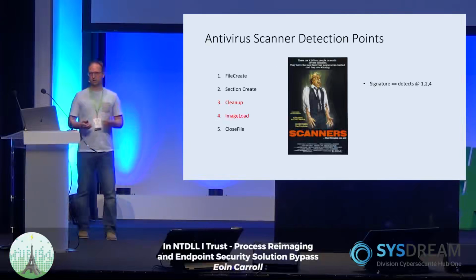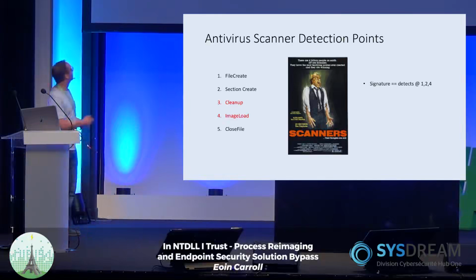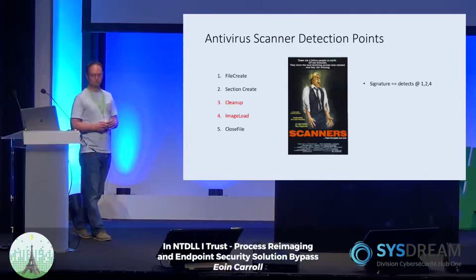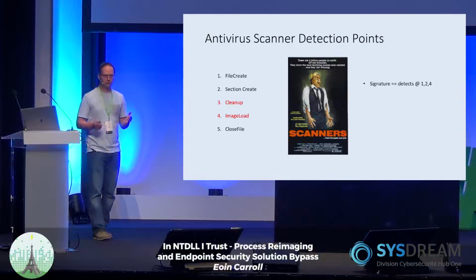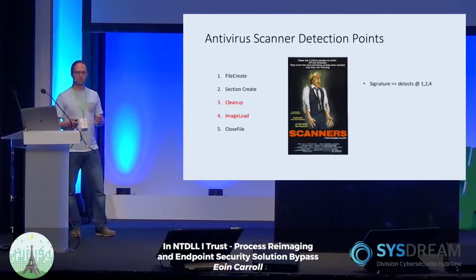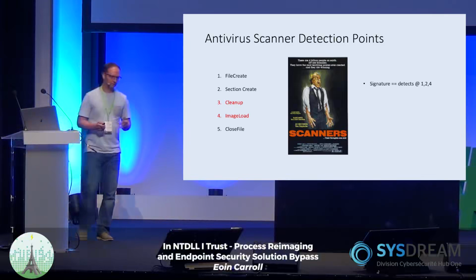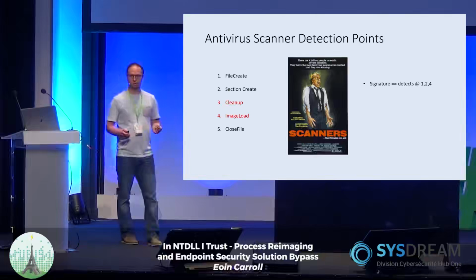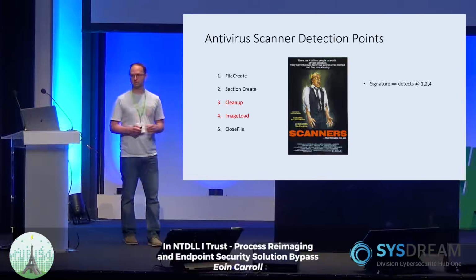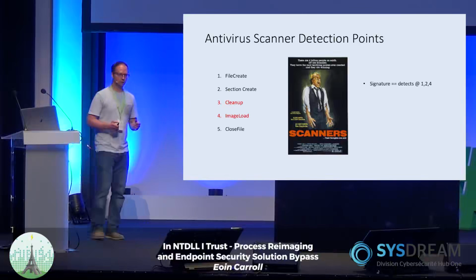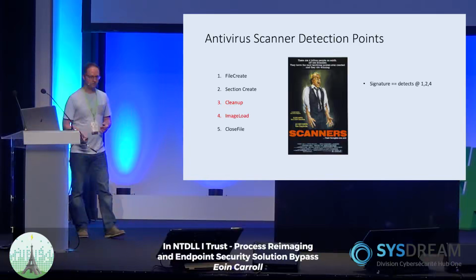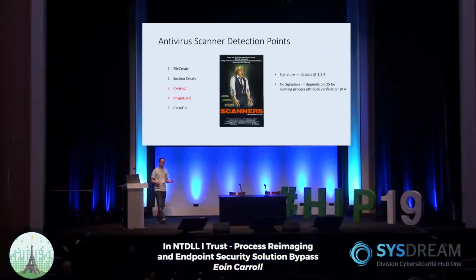So we talk about AV scanners. On the left-hand side here, you can see this is the general flow for a process getting created on Windows. When an AV engine is active, it will scan a file for malicious code at file create, at section create, and image load. Once it has a signature, it will detect a malicious file. Now, if it doesn't have a signature, it will not detect at those points.